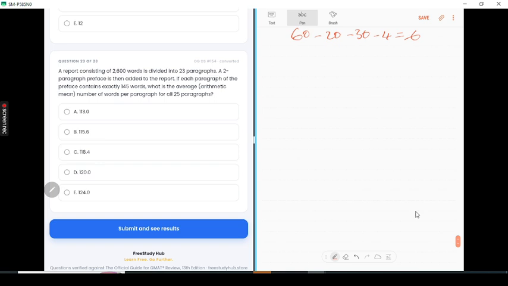A report consisting of 2,600 words is divided into 23 paragraphs. A 2-paragraph preface is then added to the report. Remember, a 2-paragraph preface, that is now 25 paragraphs. If each paragraph of the preface contains exactly 145 words, what is the average number of words per paragraph for the 25 paragraphs? I think it's pretty straightforward, is that not?